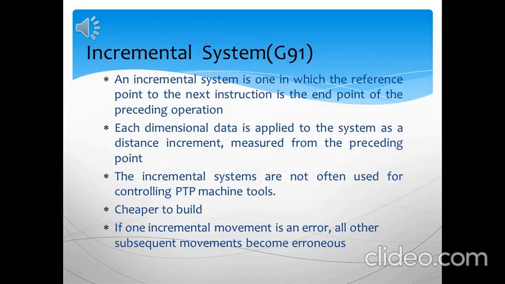Incremental systems. Like G90, here the G91 code is used to denote the incremental system. An incremental system is one in which the reference point for the next instruction is the endpoint of the preceding operation. Each dimensional data is applied to the system as a distance increment measured from the preceding point. The incremental systems are not often used for controlling PTP machine tools. It is cheaper to build, but one of the major drawbacks of the incremental system is that if one incremental movement is in error, all other subsequent movements become errors.